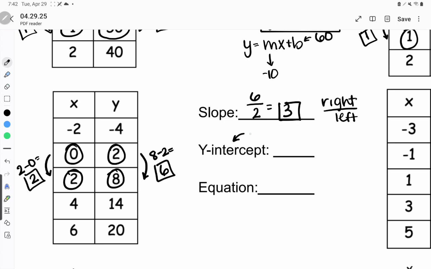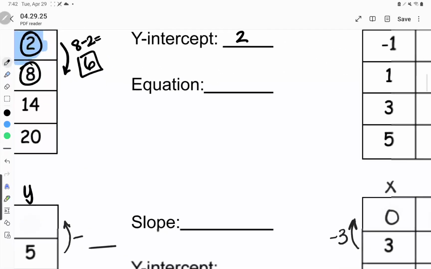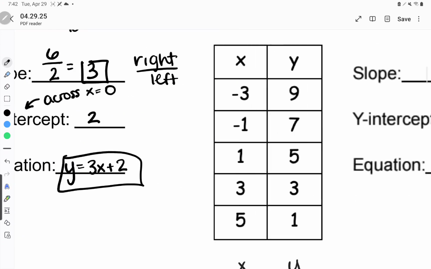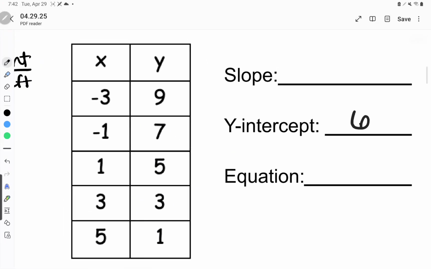And then how do I find my y-intercept? It's across from x equals 0. So I'm going to go down my x's until I hit 0, and there's 0. So my y-intercept is 2. So what would my equation be? I would have y equals 3x plus 2. All right. First thing I do when I see a table, I draw my arrows. I don't want to deal with these negatives right here, so I'm going to jump to over here.